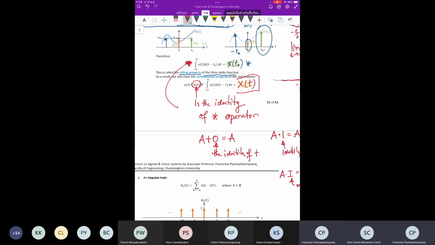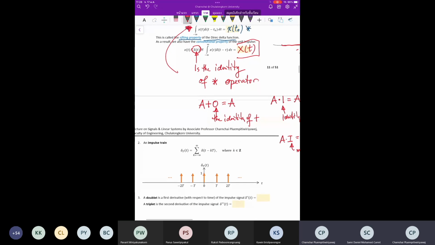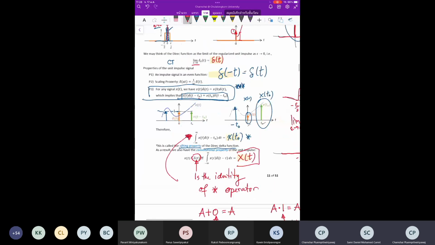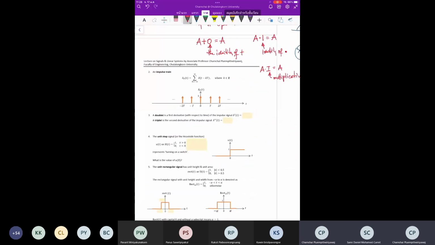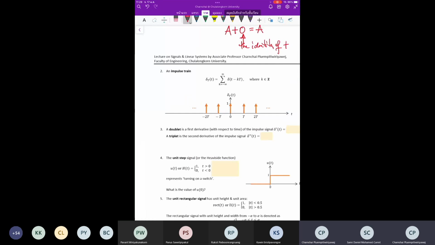I believe I have set up the quiz to come up at 11:40, so we have about 12 minutes. Let's finish this. You just went through the impulse train. What's an impulse train? I represent the impulse train by delta t with the subscript capital T.